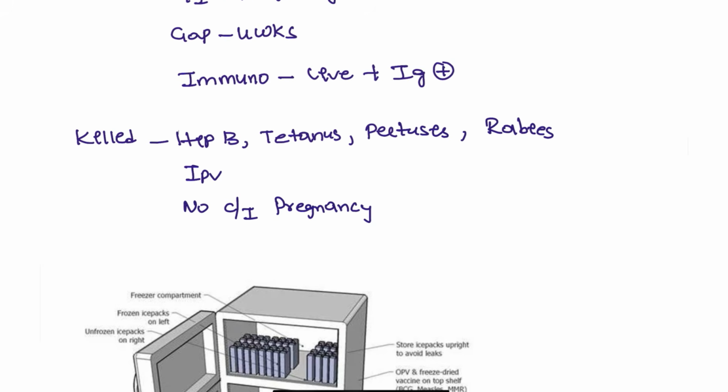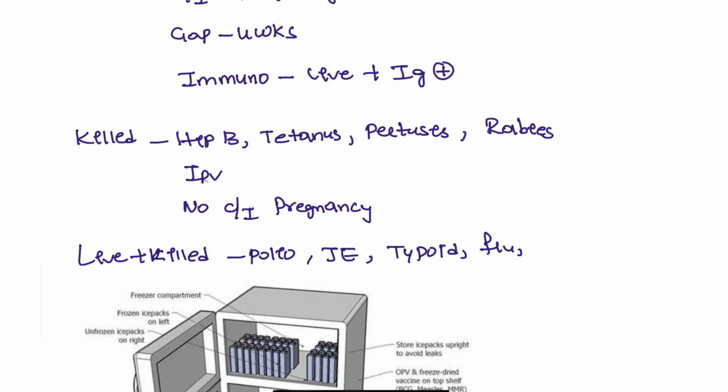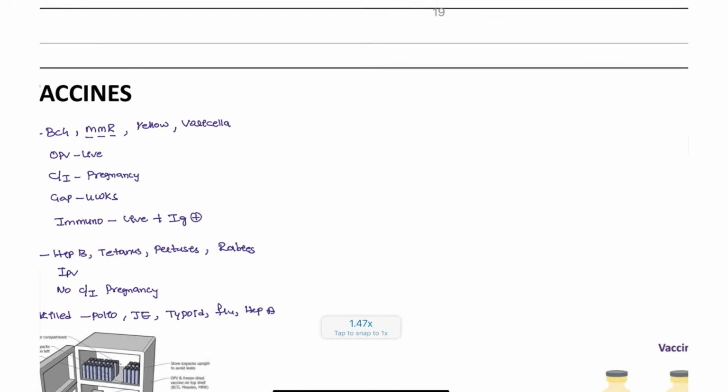Okay, and some are live plus killed. Live plus killed are polio. We saw that, right? Polio is live and killed. Japanese encephalitis both. Typhoid vaccines, flu vaccines, and the hepatitis A vaccines. Okay, these are some of the combinations.